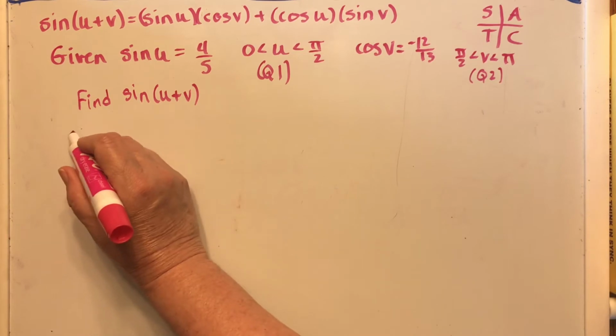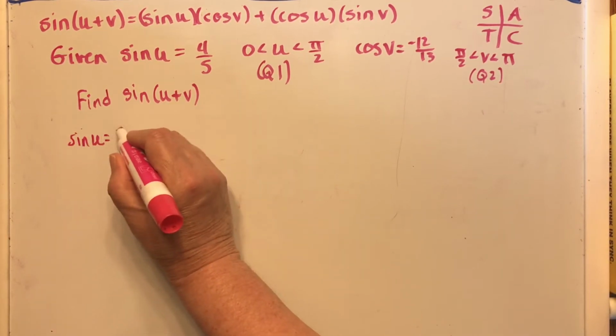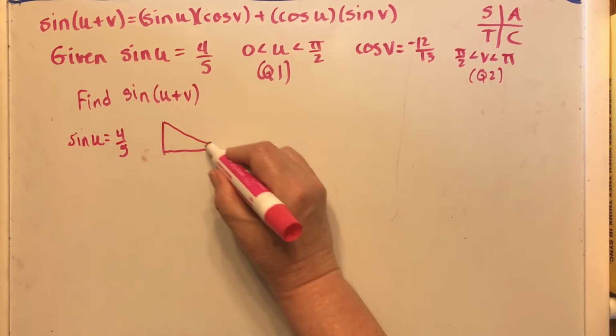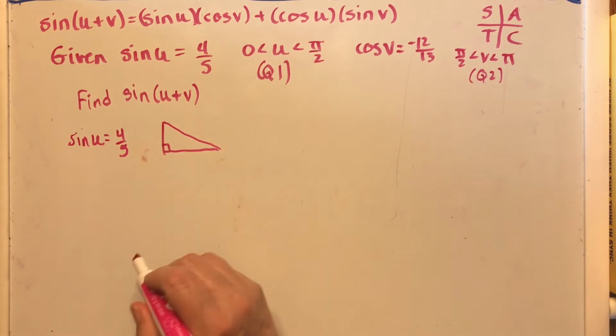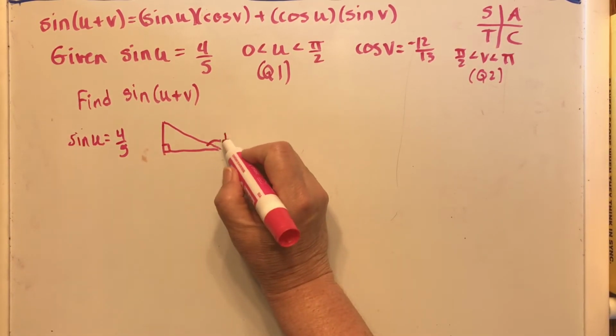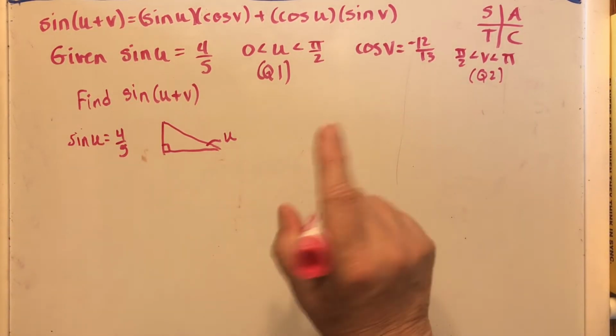All right, so we're given the sine of u is 4/5. So I'm going to use that information to draw a right triangle. Sine of u equals 4 over 5. So I'm just going to draw just a generic right triangle. And since we're talking about angle u, I'm going to label this angle to be u. Okay, this little corner angle. And I could have put it up here. That does not matter at all.